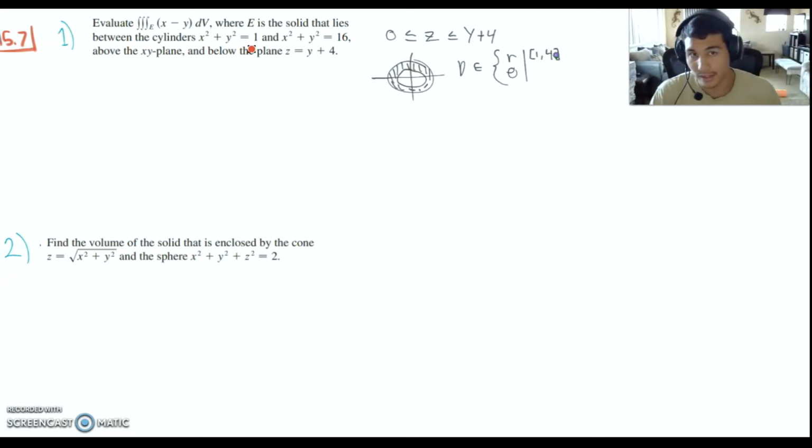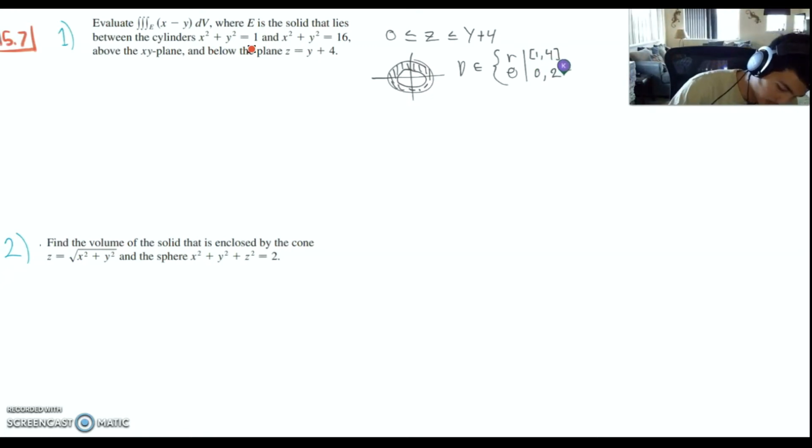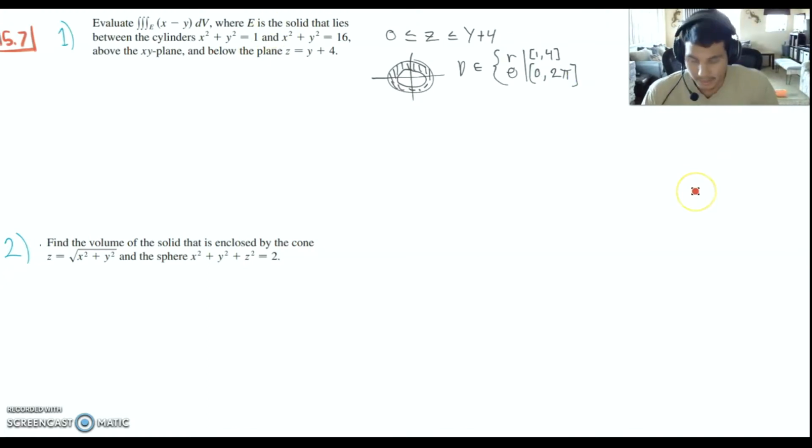Okay, and then is the angle of the cylinder bounded? No, it's not. It's from 0 to 2 pi. It's a complete cylinder. Hey, we already got that part done. Look at that. I mean, you get almost the majority of your credit right just from knowing those few things.